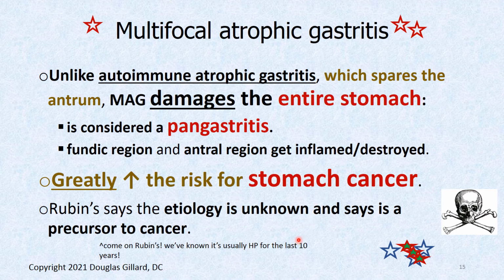And again, Rubin's, which is one of the chiropractic board books, says the etiology is unknown, but says it's a precursor to cancer. But we know that for the last 10 years we've known that HP is a major cause of this. So Rubin's needs to get updated.